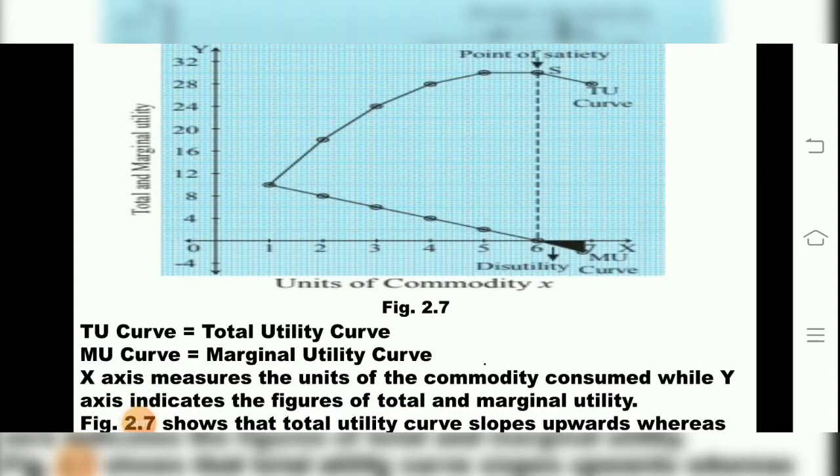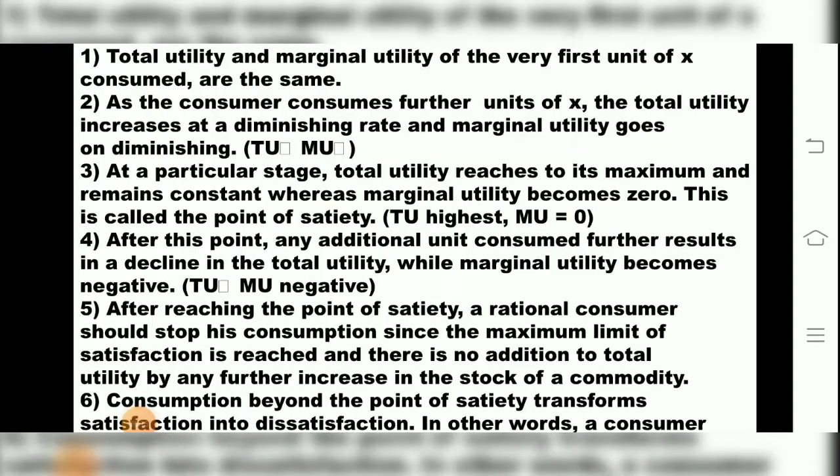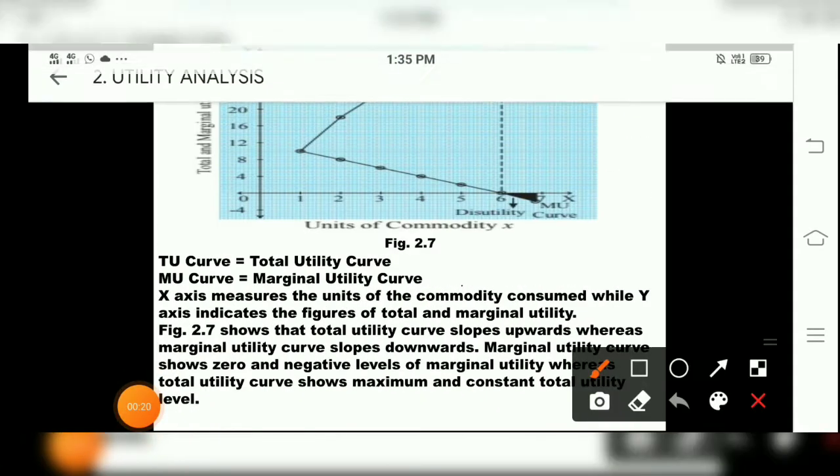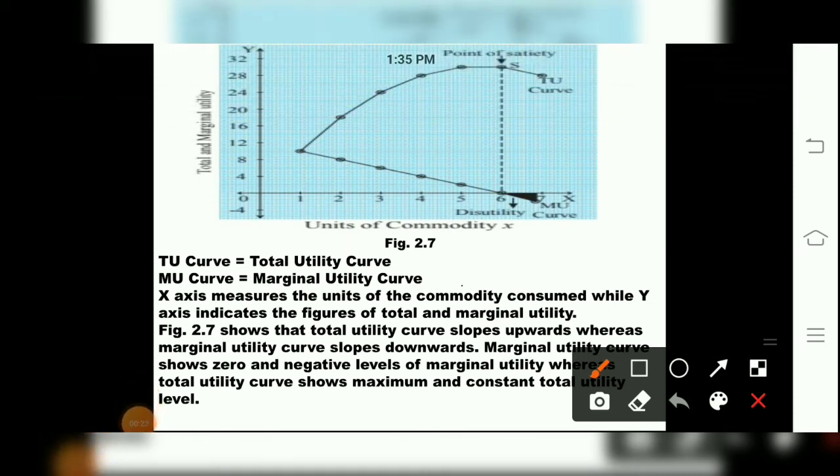Good day, dear students. In the last period, we studied figure 2.7. Again I will repeat what it shows, because we have to study the relationship between total utility and marginal utility, children. On the x-axis, units of commodity are there, and on the y-axis, TU and MU. What we have in the table, those units are plotted: 1 to 7 units of commodity, and according to that TU and MU are spotted.